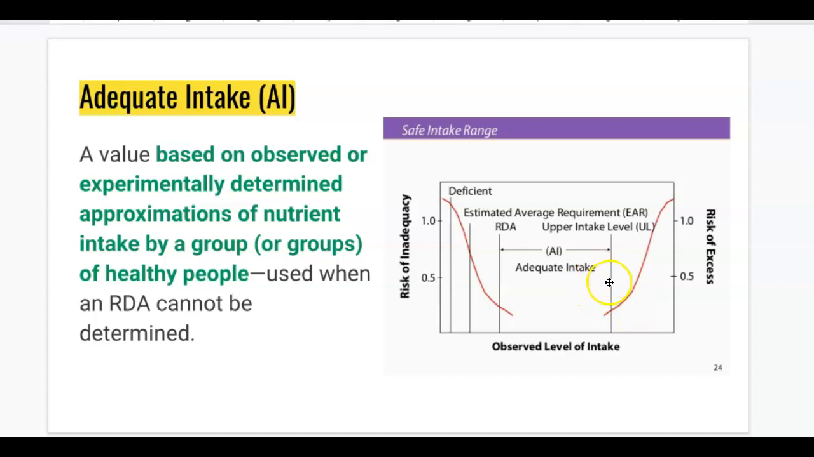Maybe we have a little bit of research that says these populations eat about this much of a specific nutrient and they are healthy people. So we are going to set this adequate intake level as a range right now, until we can do more extensive research to determine the estimated average requirement, and then the RDA. Until then, we will use this range for adequate intake.